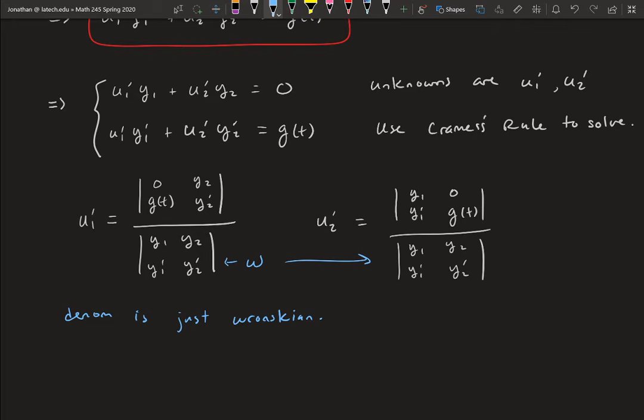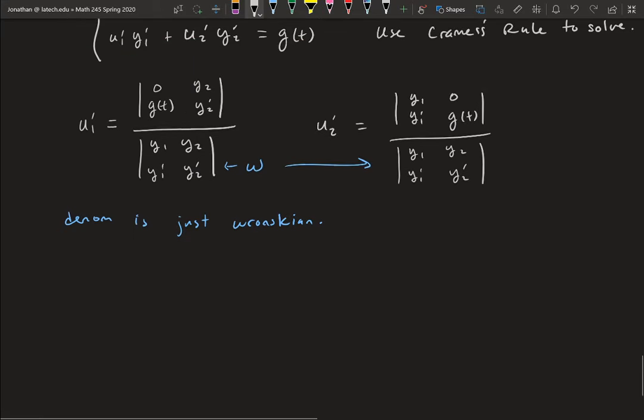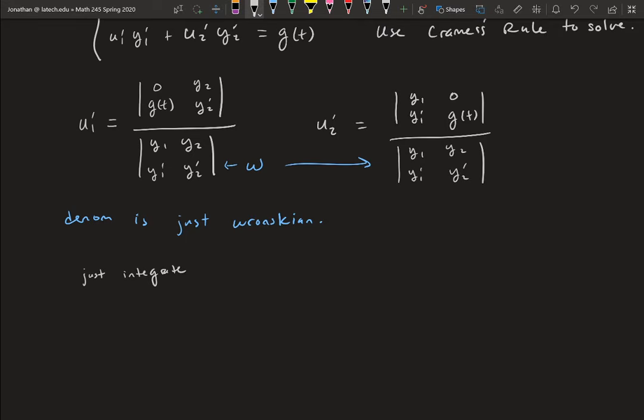So in reality, this is where you start your solution. After you start the particular solution, you would jump straight to this point, set up these determinants, and solve for u1 prime and u2 prime. And then just integrate to get u1 of t and u2 of t.